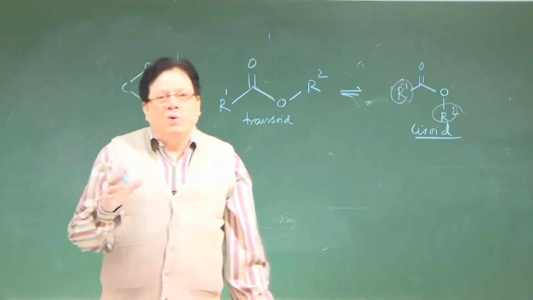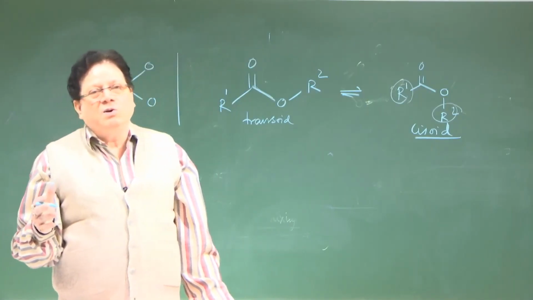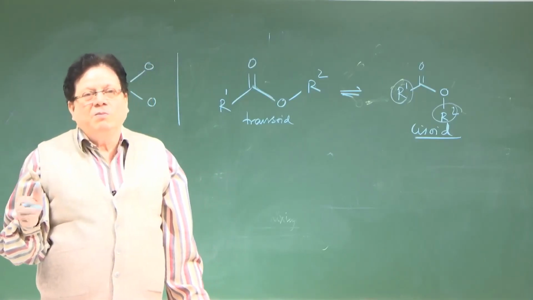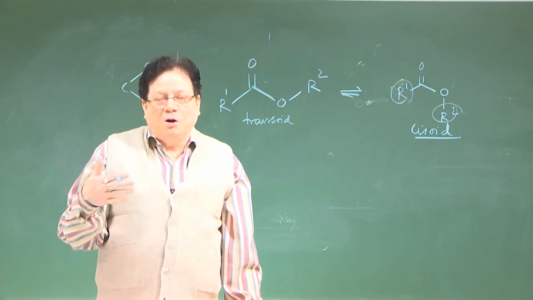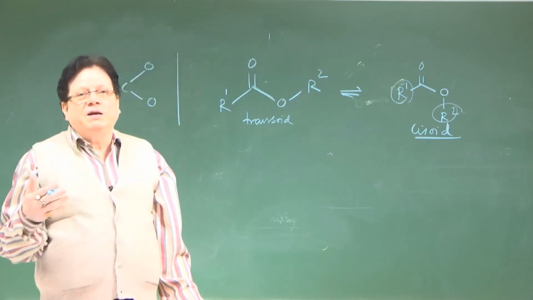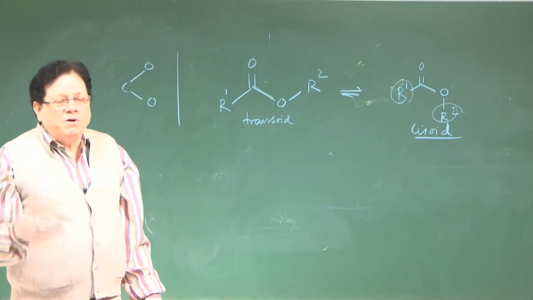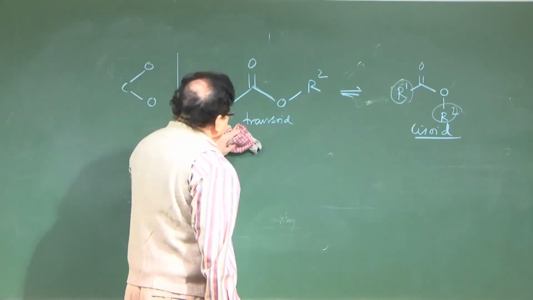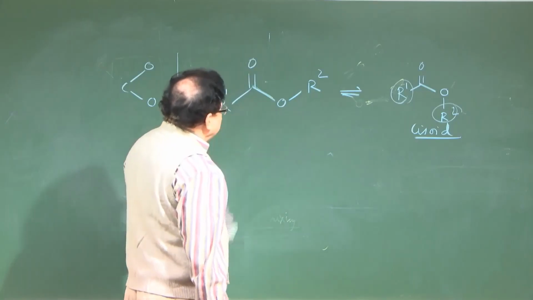I said that there are two ways of explaining things. One is you apply a destabilizing effect to the less preferred conformation, or you try to propose a stabilizing effect for the preferred conformation. So, the preferred conformation is the transoid. Where could the stabilizing effect be?